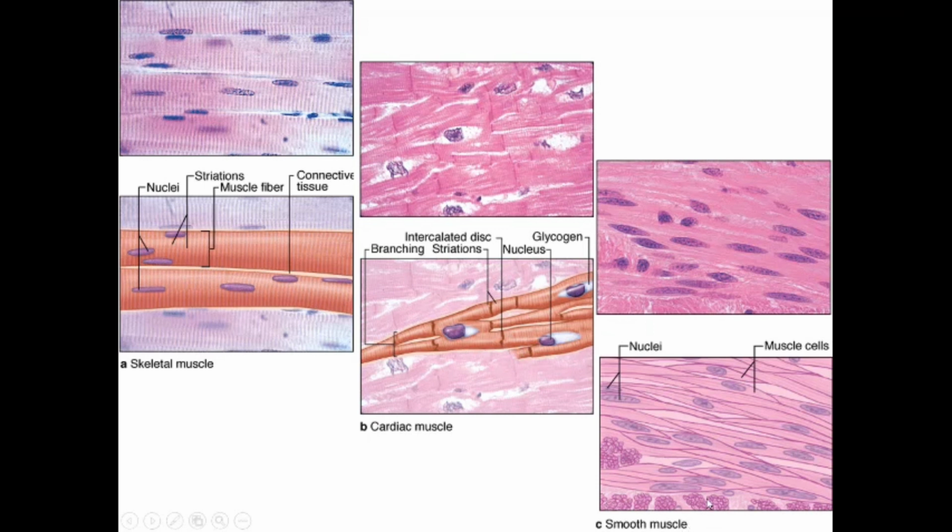Smooth muscle cells are fusiform, lack striation, with one nucleus in the central position. Contraction in these cells is also involuntary and very slow.